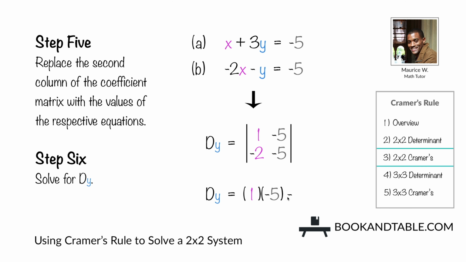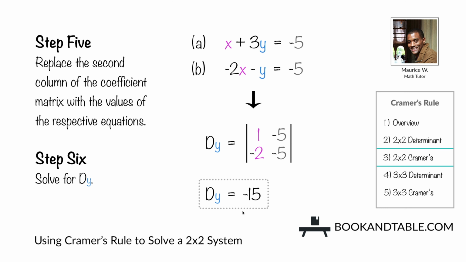And then we subtract the product of negative 2 times negative 5. And now we can solve for dy. 1 times negative 5 is negative 5. Minus negative 2 times negative 5 is 10. Negative 5 minus 10 shows us that dy is equal to negative 15.